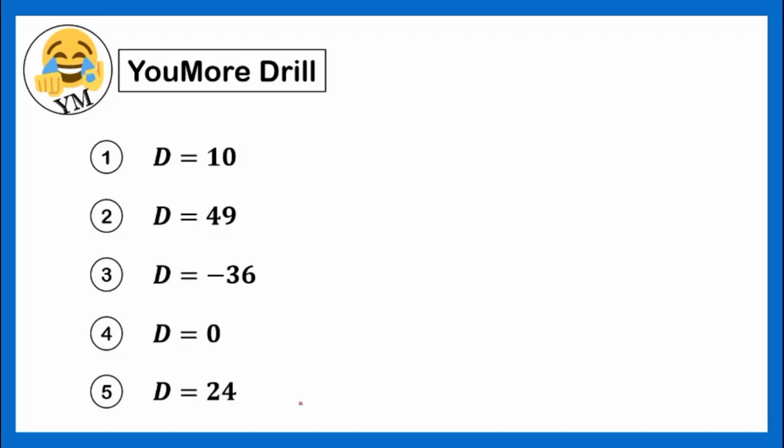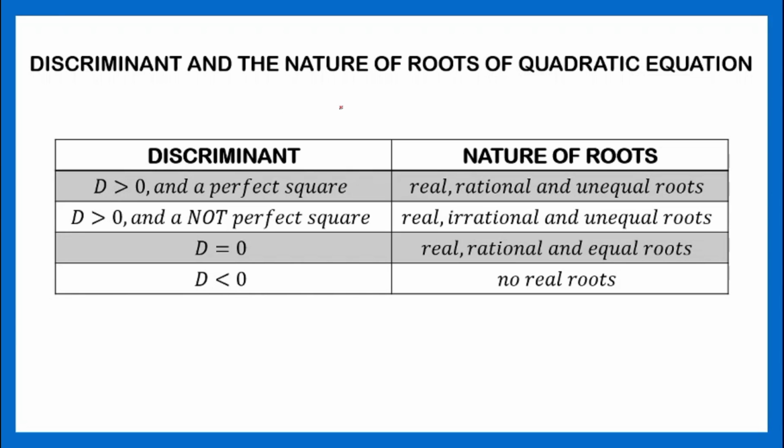Alright, time's up. So let me give you now the answer for this YouMore drill. Let's start with number 1. So ayan, papakita na natin, kailangan kasi alam mo itong table na ito para masagutan natin yung number 1 to number 5. So sa number 1, ang given natin ay ito. Ang discriminant ay equal to 10. So alin siya dito sa 4? So, ask yourself, alin siya dito sa 4?